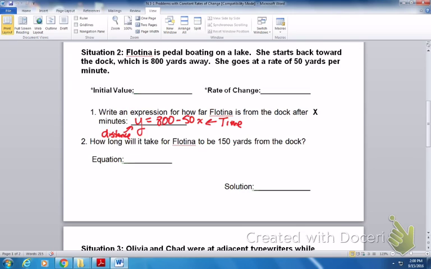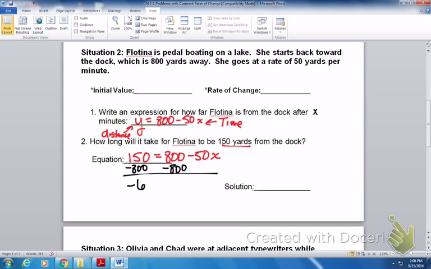So now let's answer a question. It says, how long will it take Flotina to be 150 yards from the dock? Now, it's saying 150 yards, which is a distance, so we're going to plug it in for y. 150 equals 800 minus 50x. So now we can solve that just like we did on the last one. x is already pretty much by itself on one side, meaning there are no other x's. Let's move our numbers to the other side. So I'm going to subtract 800.